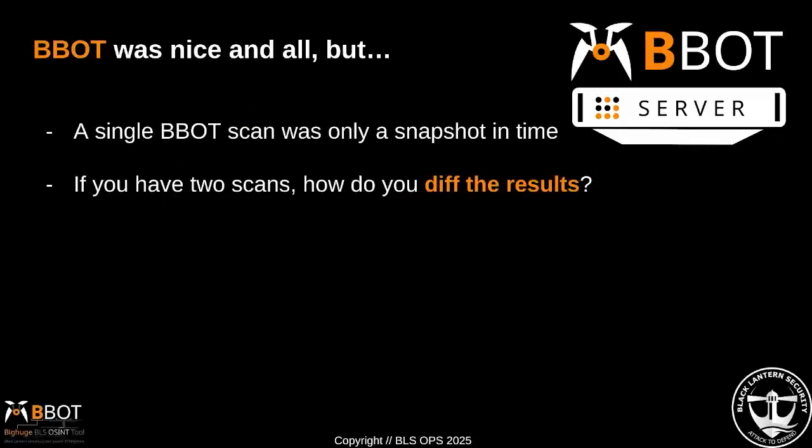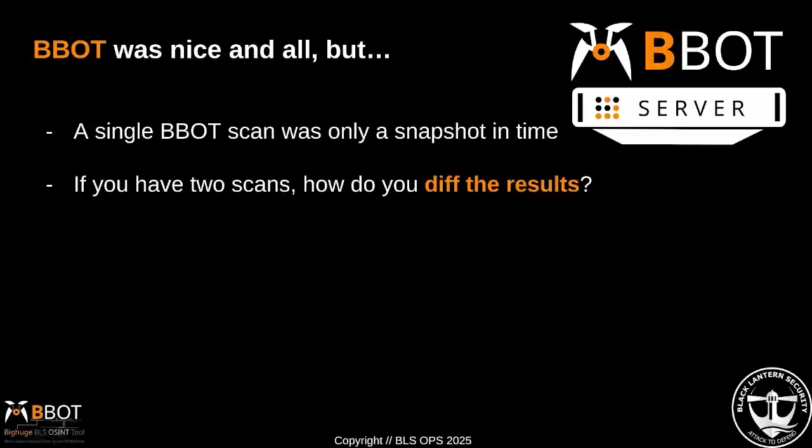BBOT as a scanner has been really useful to us. We use it on engagements. We use it for our ASM product as well. And there's one thing, though, that a lot of people have asked. It's probably the biggest question we get asked: a BBOT scan is a snapshot in time, but if I want to keep running scans, how do I diff them? How do I see what changed between the last week I ran it and this week?